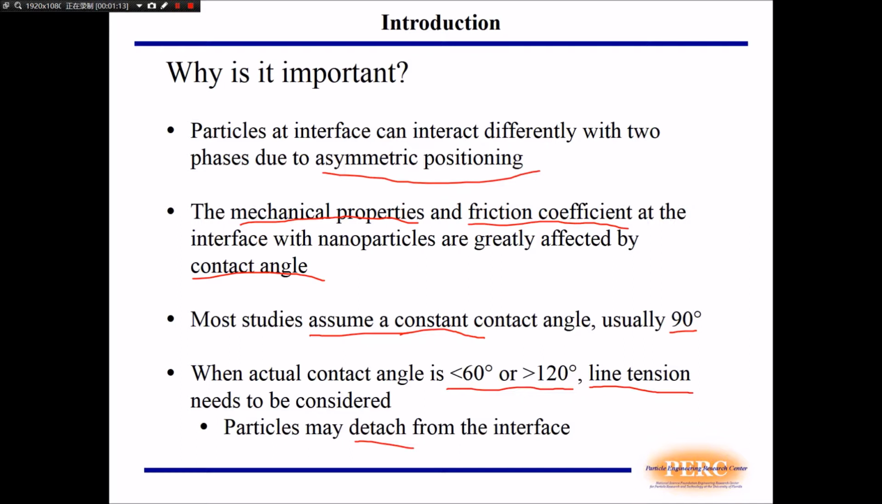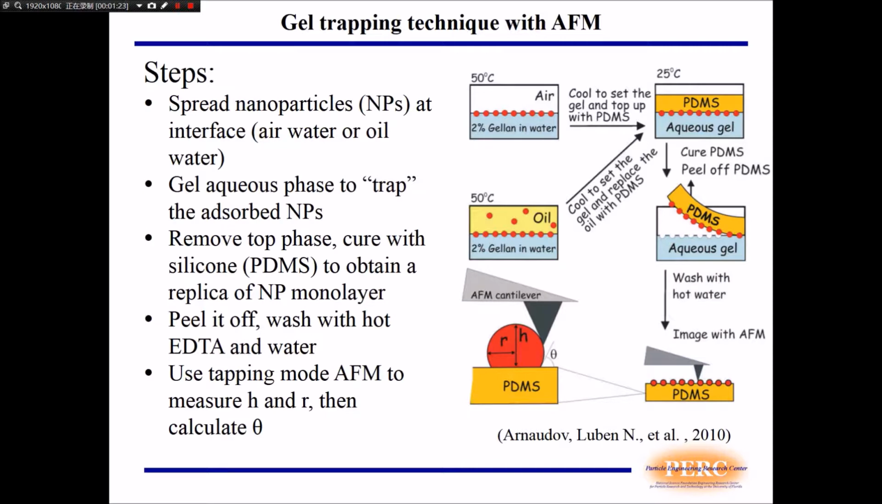In this presentation, we will talk about 5 techniques to measure contact angle of nanoparticles at fluid interfaces. The first technique we introduce is gel trapping technique. GTT is usually combined with AFM to determine the contact angle of particles at air-water or oil-water interfaces. Here are the steps to apply GTT. First, nanoparticles are spread at the interface. Then, put gellant in the aqueous phase to trap the adsorbed nanoparticles without changing interfacial energy and contact angle.